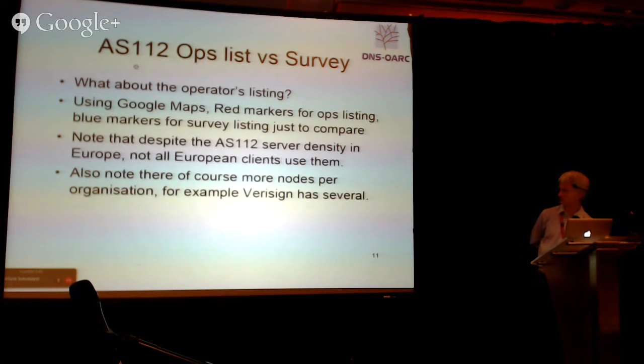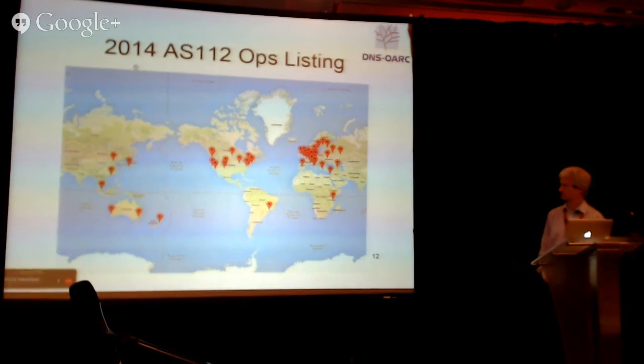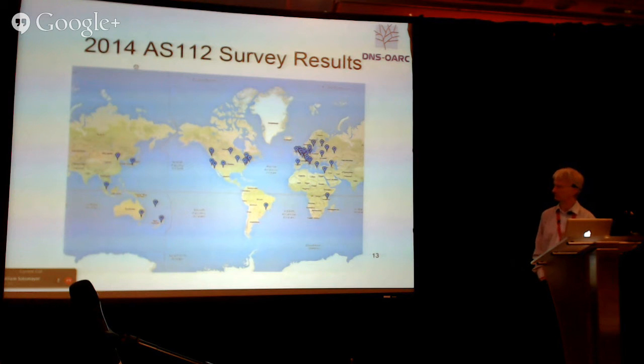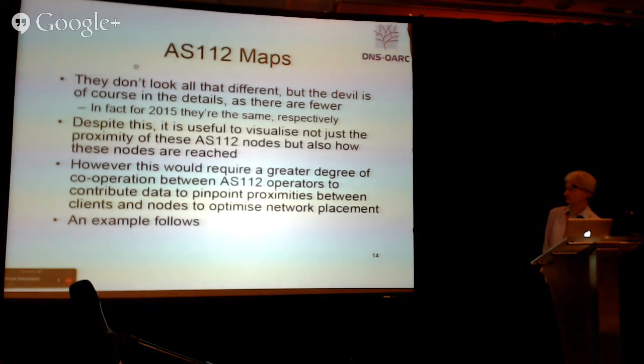So I talked about this, and what about the operators listing on the website? Well, it's an interesting test versus what I found out for the clients, but I was surprised by the result. Next slide. So in 2014, you should see a map with red markers, and that's what the ops listing says is out there for AS112 nodes. If we go to the next slide, the 2014 survey said, too far off. So next slide, they're largely the same as you saw visually.